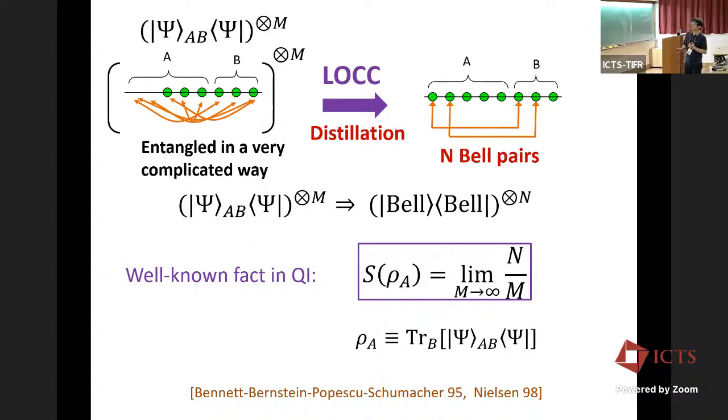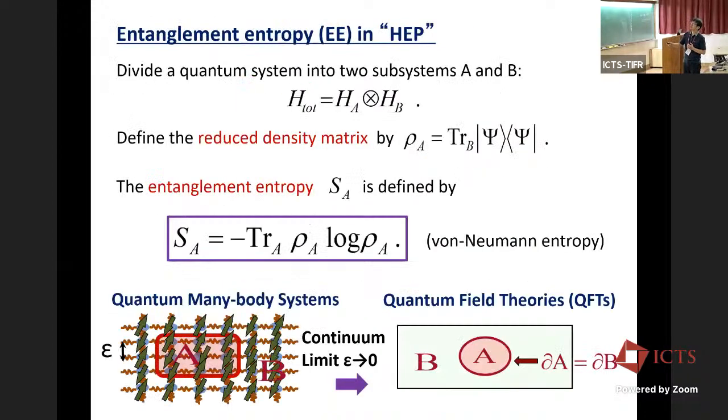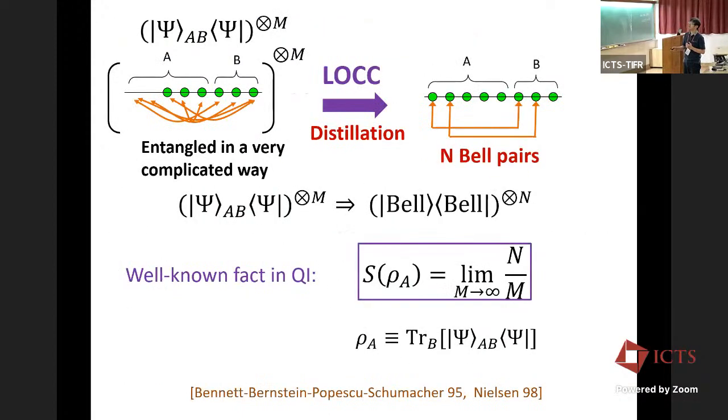The well-known fact in quantum information textbooks, a very beautiful fact, is that this ratio in the asymptotic limit is precisely the same as the usual definition of entanglement, the von Neumann entropy. This is a very basic fact, and because of that, we can think of the von Neumann entropy as a measure of quantum entanglement. Is it always rational? Absolutely not, because we're taking m to infinity, so you can approach an irrational number.